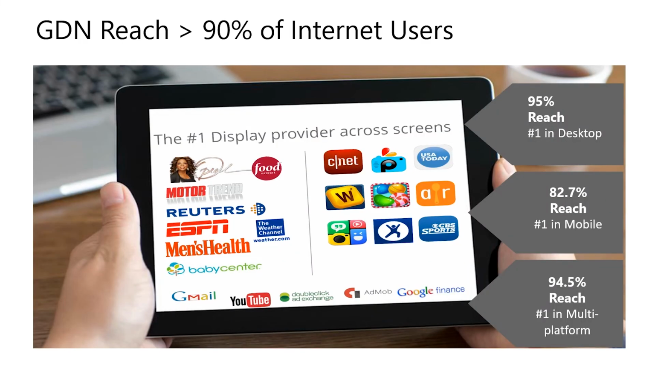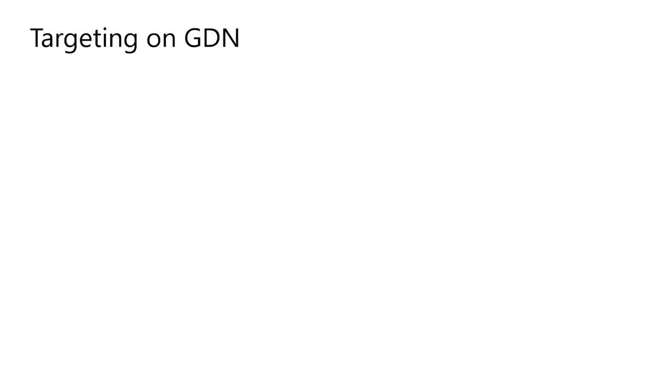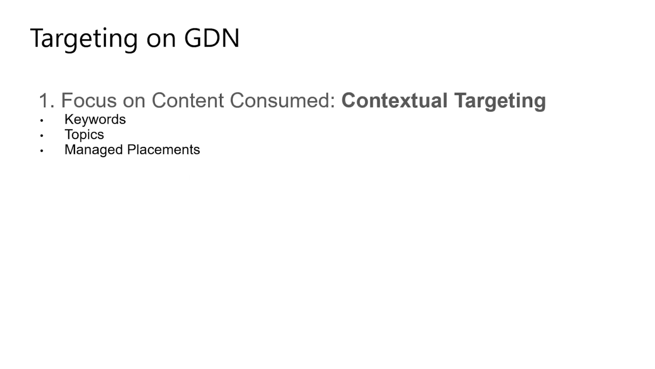GDN, or Google Display Network, has a reach which boasts more than 90% of the internet users, right? That is huge. 95% reach in desktop, 82% plus reach in mobile devices, and across platforms, whether it's mobile and desktop, 94.5% reach across multiple platforms, right? So how do you target your audiences, or how do you target people and show them relevant ads on the Google Display Network? So there are two ways of targeting.